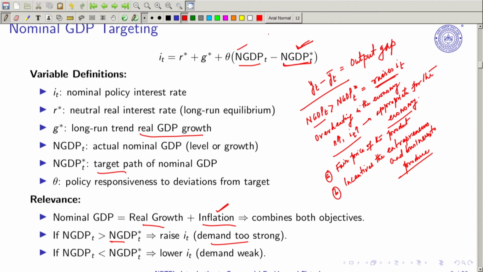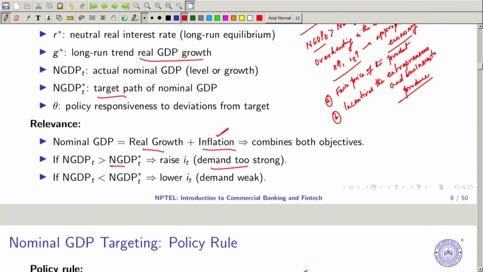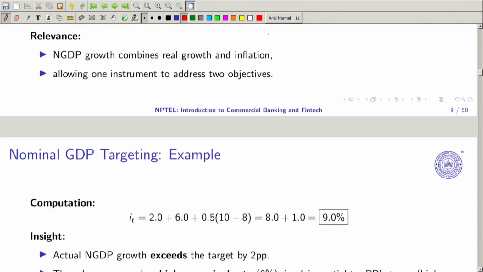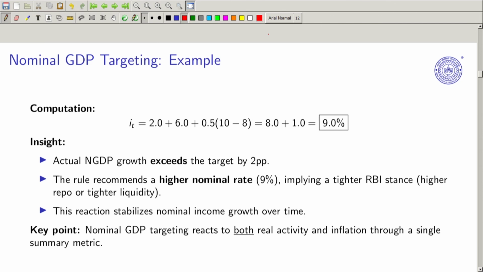And let's have the example here. I've done the corrections here. So it was the target path for the policy rate. This is what we mentioned. So computation, if you are computing the nominal interest rate, it is 2% plus 6% plus 0.5 times (10 minus 8), where 8% is the target and 10 is the actual. So if you get the value, it comes out to be 9%. So this is what we get. So actual nominal GDP growth exceeds the target by 2 percentage points.